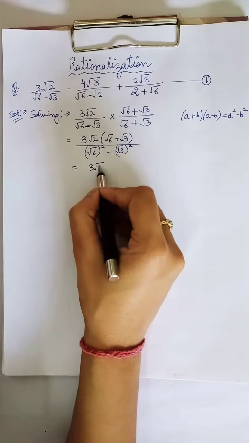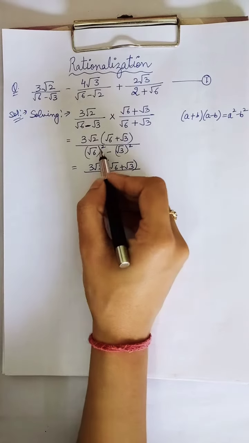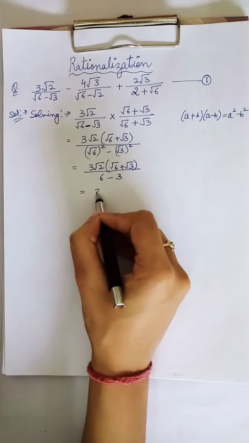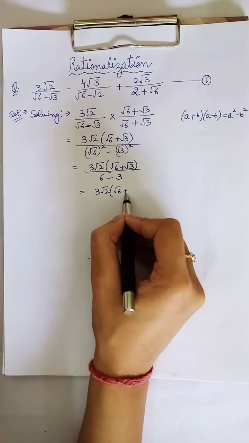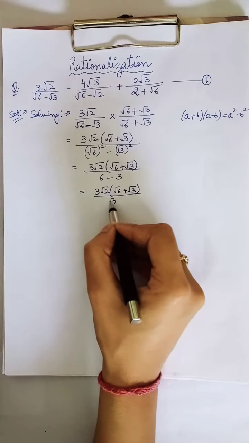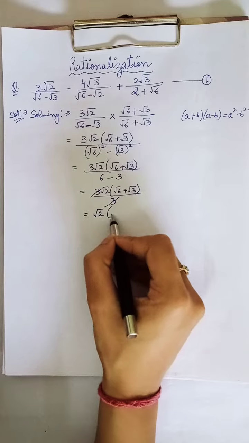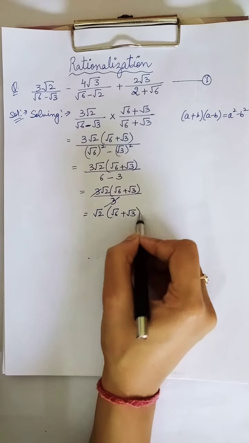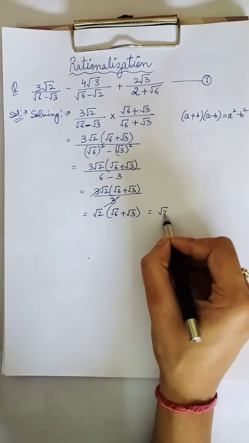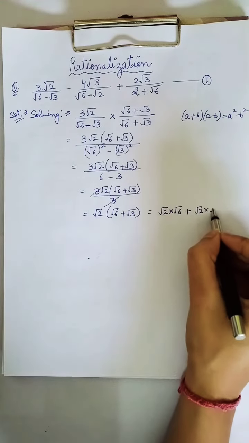Now solve the denominator. What will we get? Root 6 square is 6 and root 3 square is 3. Write the numerator as it is. 6 minus 3 is 3. Now see, cutting is done over here, but we are left with root 2 into root 6 plus root 3. Now we can solve it further. Root 2 into root 6 plus root 2 into root 3.